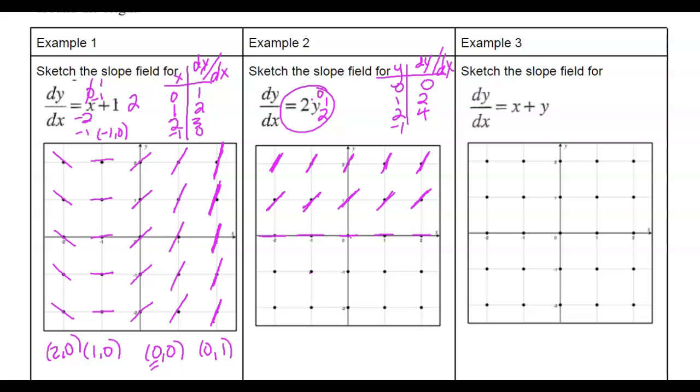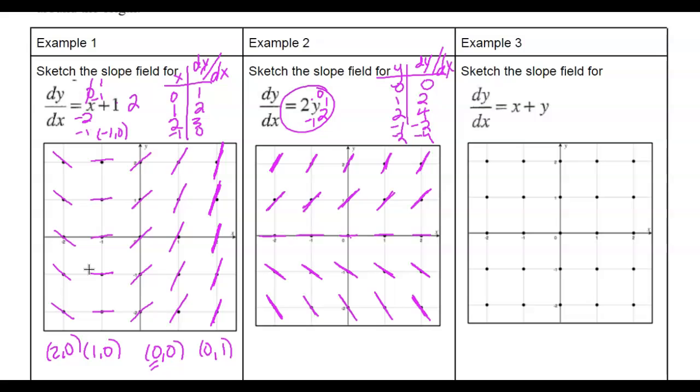-1. So -2. And then look ahead. I know I'm going to need -4. So we'll make this -2. And then if y equals -2, we get -4. So this should be even steeper. And you might not be able to tell what this would look like, but that's okay.